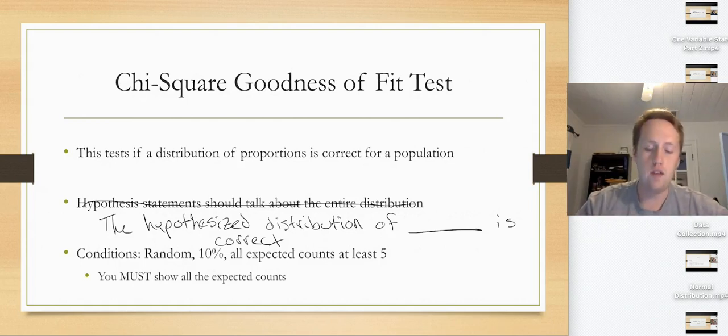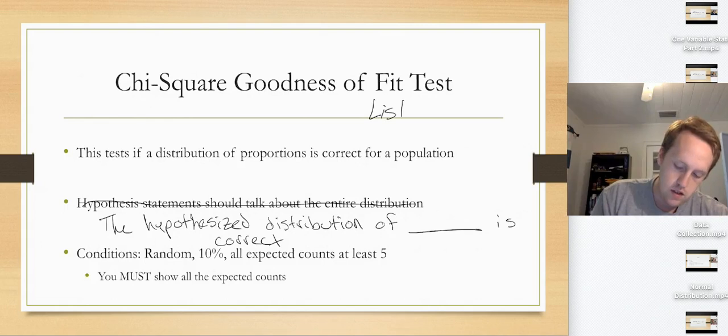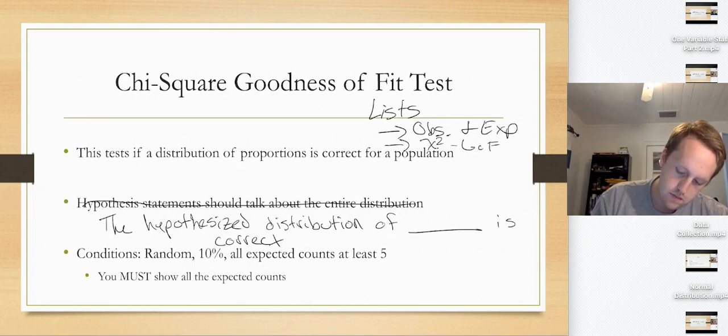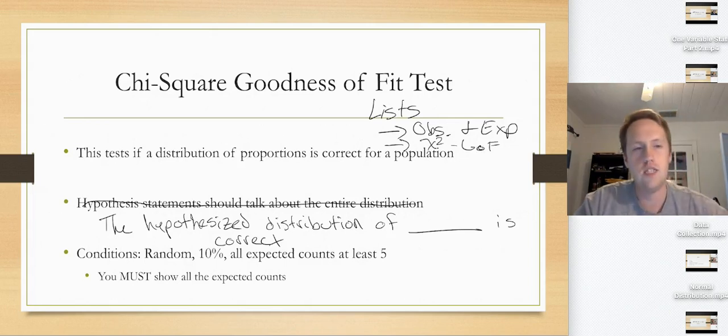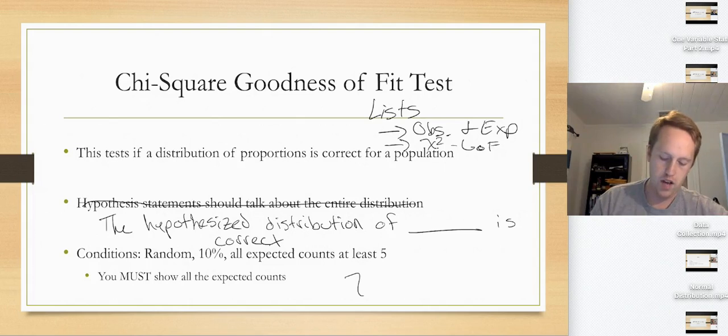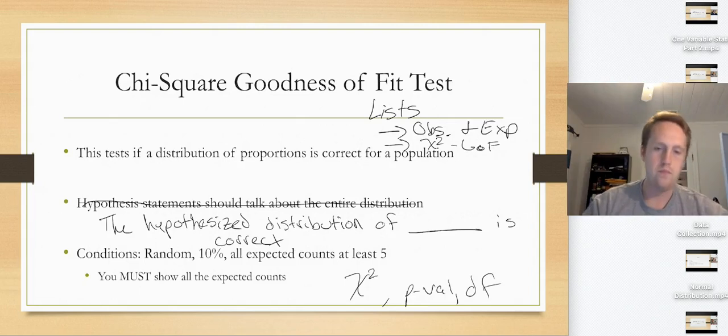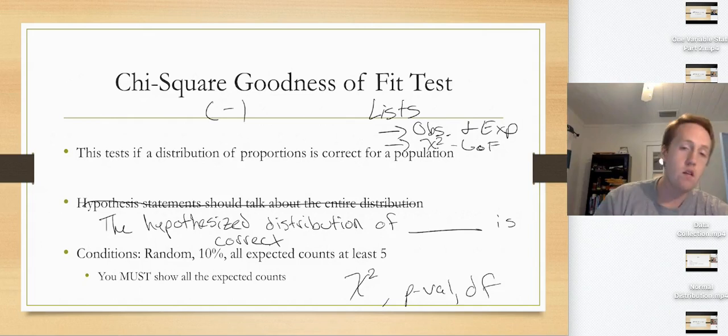The way that you're going to run this is you're going to go into lists. You're going to enter your observed and your expected, and then you do the chi-square GOF test. And then it'll spit out your chi-square, your degrees of freedom, and your p-value. Those are the three things you have to report. So you're reporting the chi-square, the p-value, and the degrees of freedom. Degrees of freedom, incidentally, is just categories minus 1. And I think I'm out of things to say for that now.